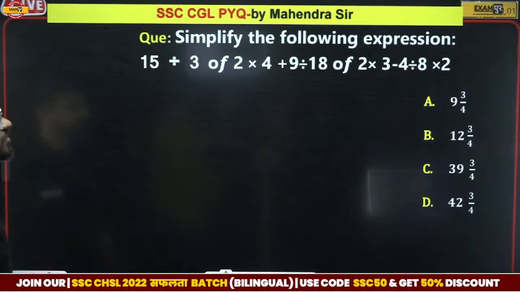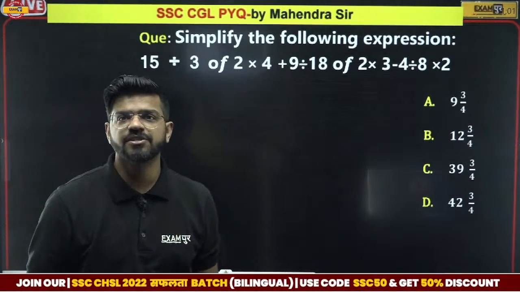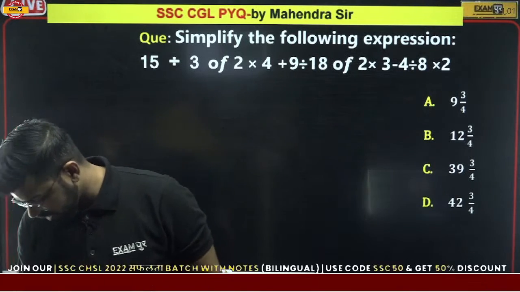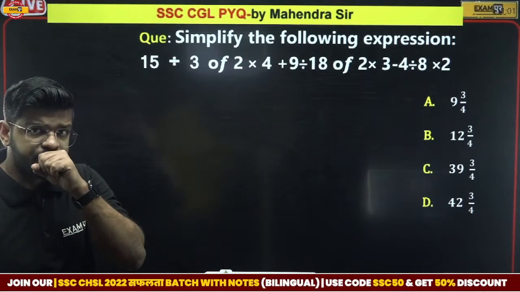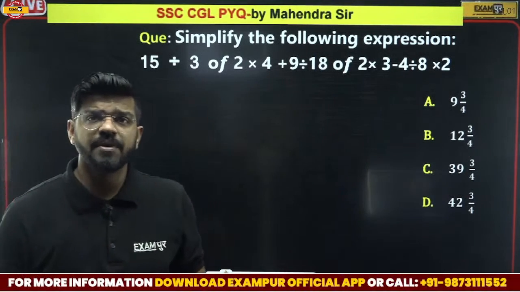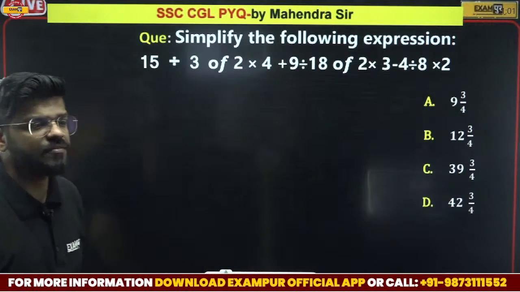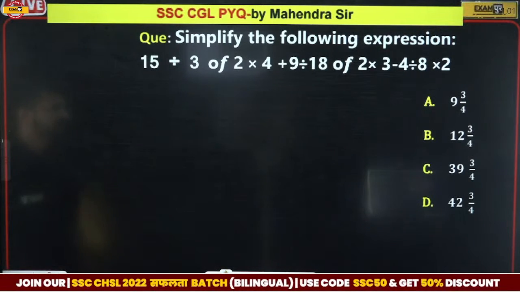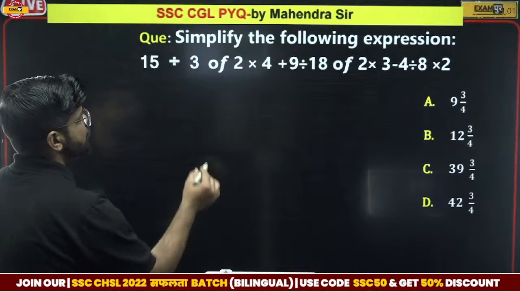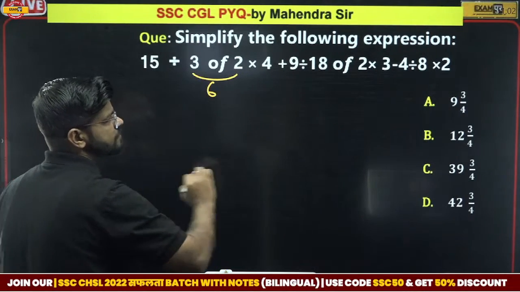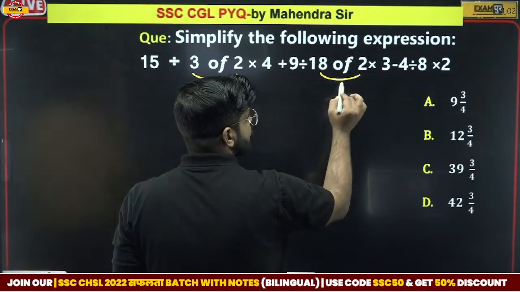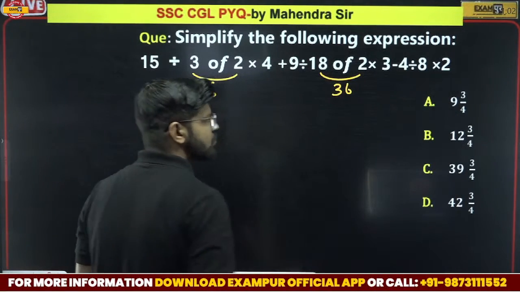Let's move on to another question. Again we have a simplification question. Tell me the answer for this question now. We don't have brackets, so we have to solve the "of" first. So we are getting 6 here. 18 of 2 is what? 36.